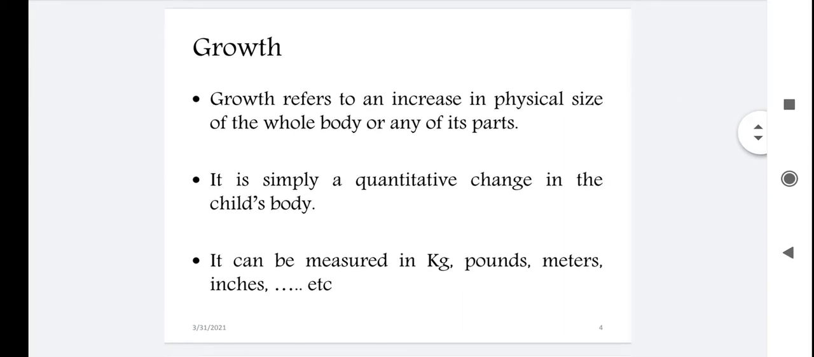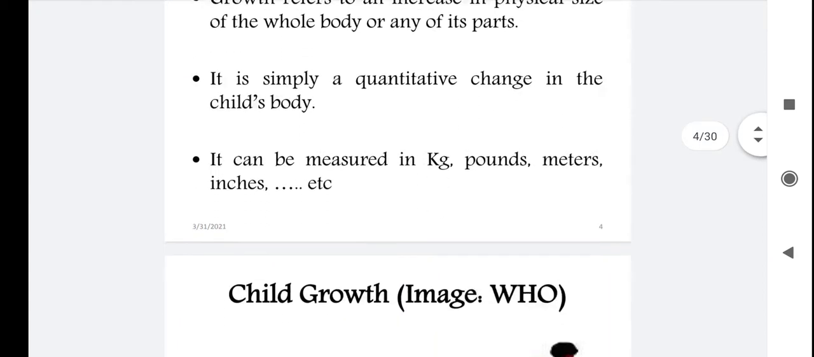Growth. What is growth? Growth refers to an increase in physical size of the whole body or any of its parts. It is simply a quantitative change in the child's body. It can be measured in kilograms, pounds, meters, and inches.